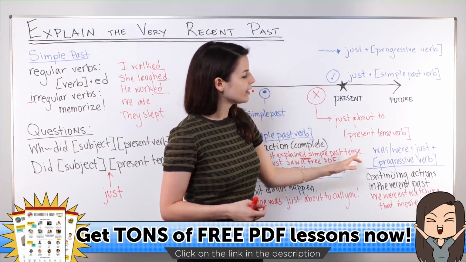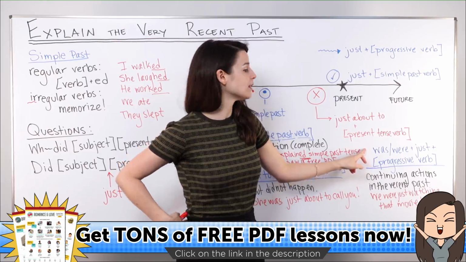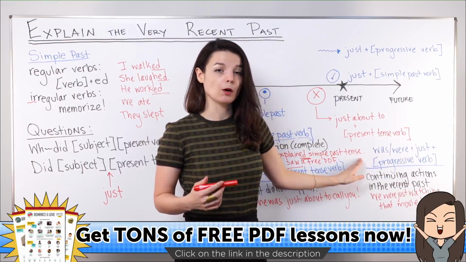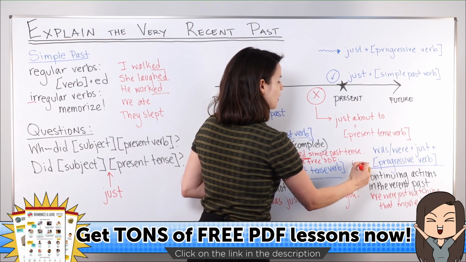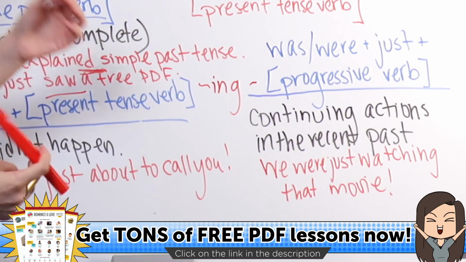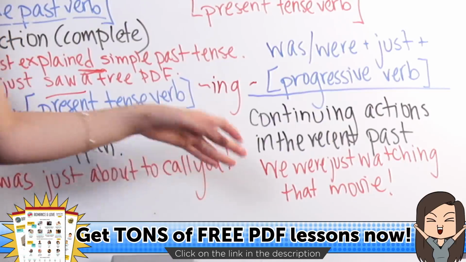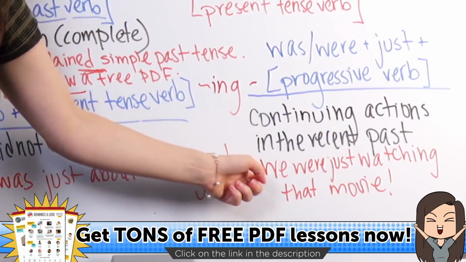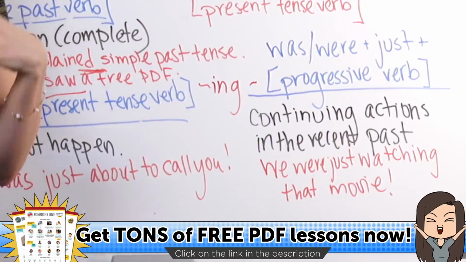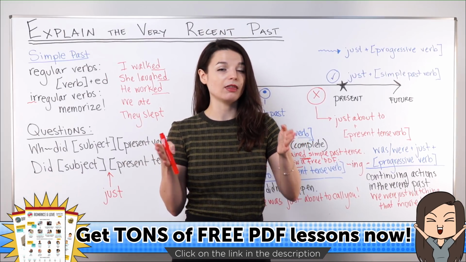This last point is using a different form of the verb. So we're using just again. And as we talked about in the last point, I'm going to use was and were here. Was just plus a progressive verb. A reminder, progressive is the something-ing form of the verb. Or maybe you know the continuous form of the verb. So when we use this, we're talking about continuing actions in the very recent past. So an example, we were just watching that movie. Or for example, I was just explaining a PDF. Or I was just explaining just about to, for example. So I can talk about an action that was continuing in the very recent past.